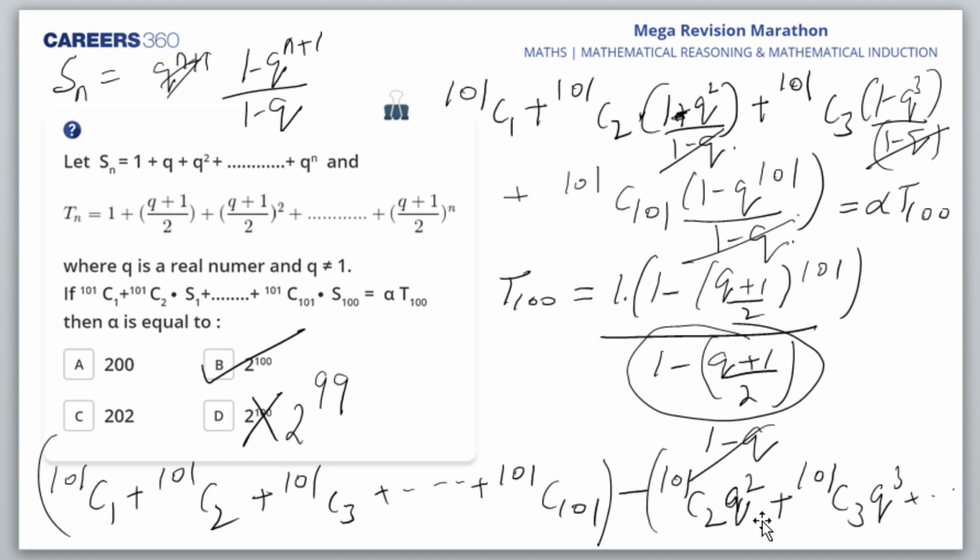Because 100C1 here, when I cancel 1 minus q, I'll get multiplied here by 1 minus q. I hope you understand. Yes, Varsha? When I cancel 1 minus q, here 100C1 would get multiplied to 1 minus q. Am I right? And then only I can cancel 1 minus q. I hope this is okay. So the q term is there with 100C1. I hope I have answered you, Varsha.